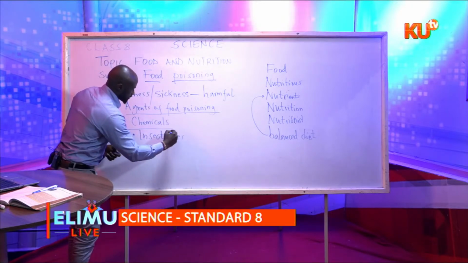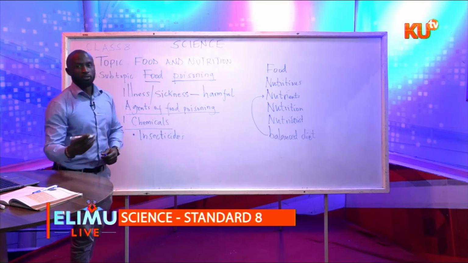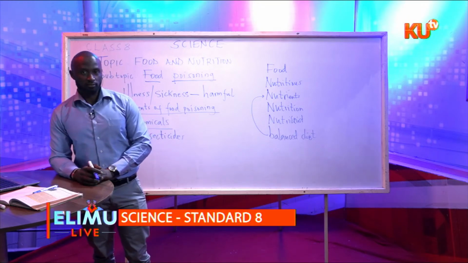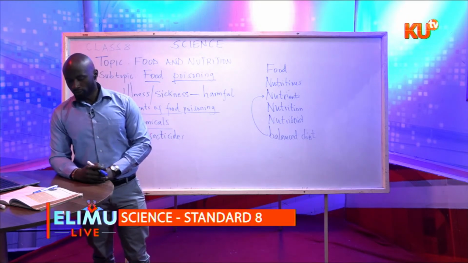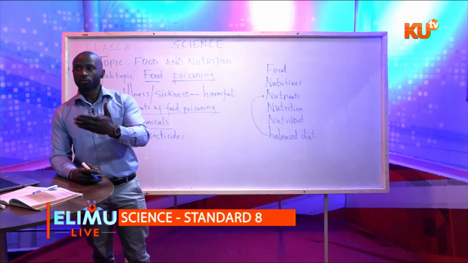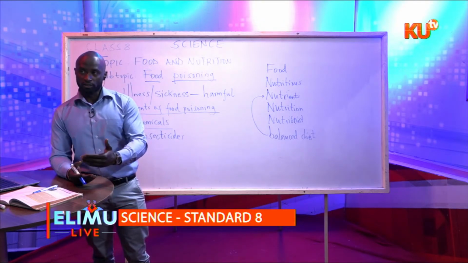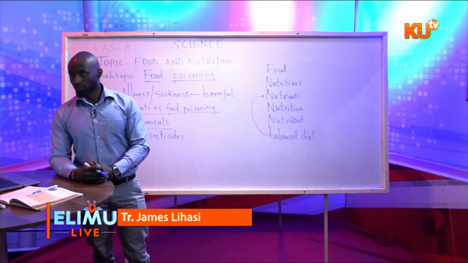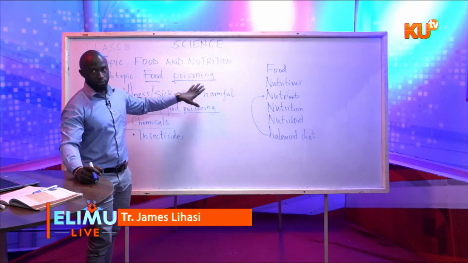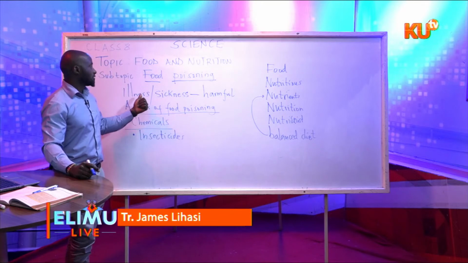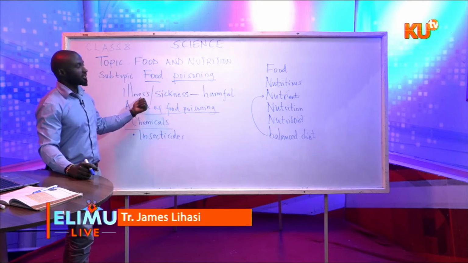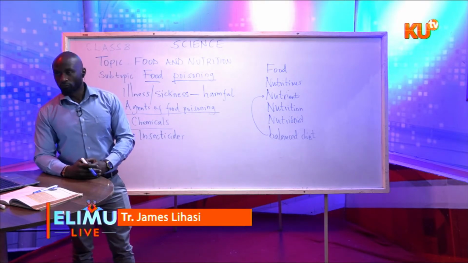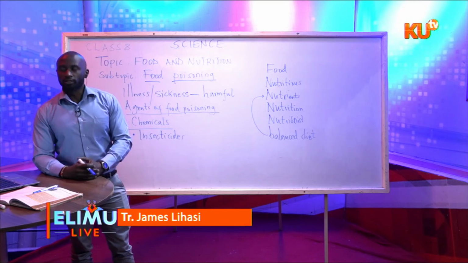Insecticides. So insecticides, we all know, are chemicals used to kill insects at home. If these insecticides find their way to where the food is, then definitely that food, if consumed, will be poisonous and it can lead to food poisoning. And remember, we said food poisoning is the illness or sickness that is harmful to our body when we consume food that has been contaminated.